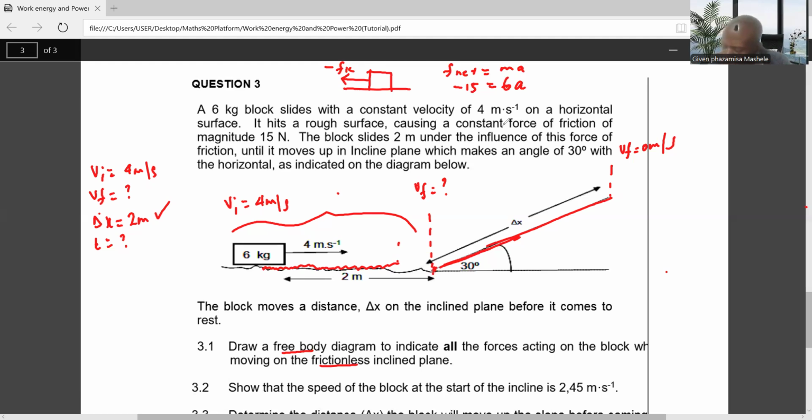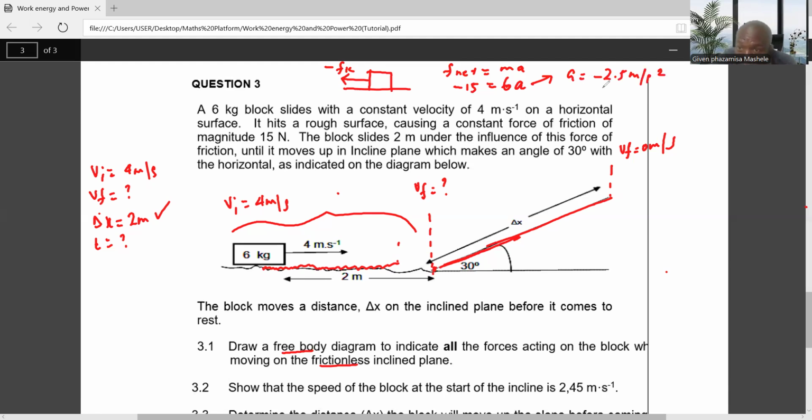So let's divide minus 15 by 6. You understand why I said it's minus, right? So it's 15 divided by 6. This will give us an acceleration of 2.5. Actually, it will be a deceleration. So it's negative 2.5 meters per second squared.